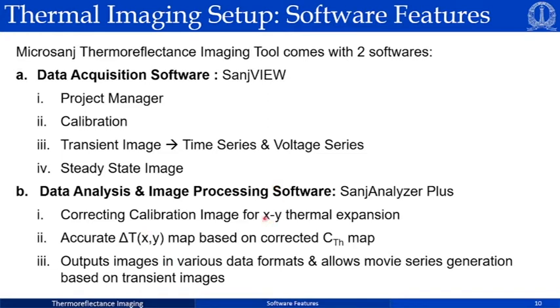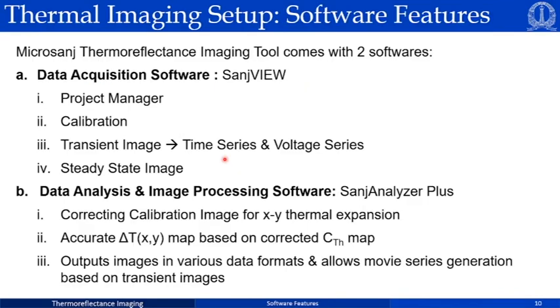It allows us to correct the calibration images for XY thermal expansion errors that might creep into the measurement. It then allows us to have an accurate temperature distribution map based on the corrected thermo-reflectance coefficient map. Further, it allows us to store the images in various data formats and to generate AVI movie series based on the transient images. That is, you can have a time series view of the evolution of the temperature map.